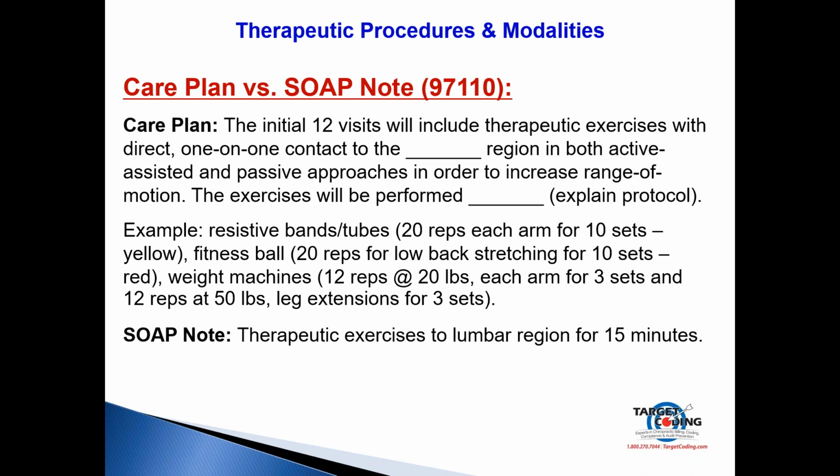So the initial 12 visits will include therapeutic exercises with direct one-on-one contact in both the active assisted and passive approaches. Again, that's something you have to decide, whether it's active assisted or passive or both. And the reason, what's the clinical rationale? In this example, to increase range of motion. The exercises will be performed and explain your protocol, whether it's hands-on or you're using balls, bands, tubes, weight machines. Lay it all out in the care plan, and then in the SOAP note, it's simple. Exercises, low back, 15 minutes.